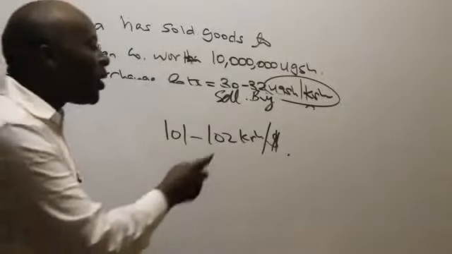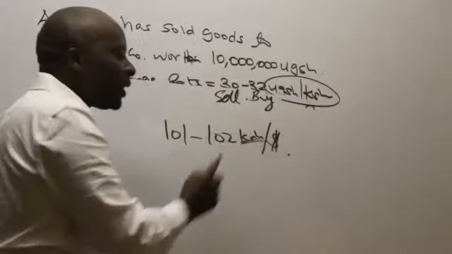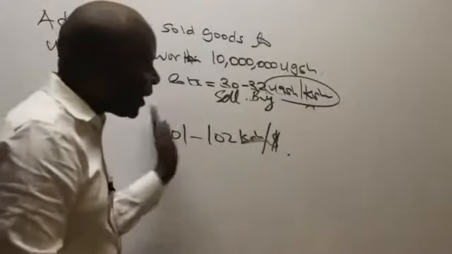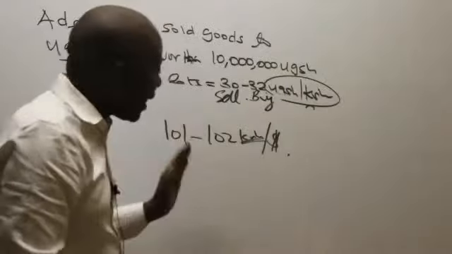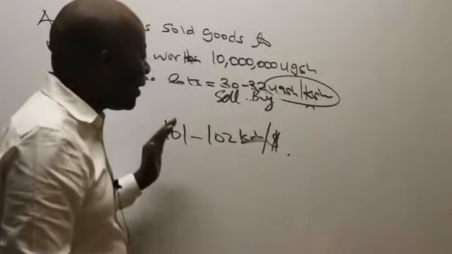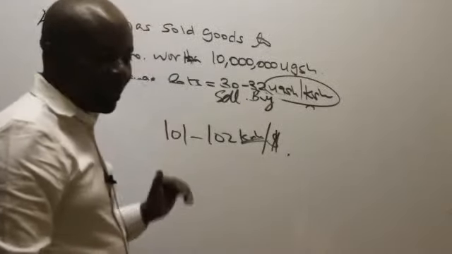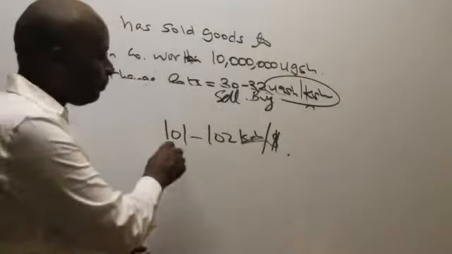Where is your local currency? Your local currency is the Kenya shilling. It is on the left-hand side. So if it is on the left-hand side, automatically this becomes what here? This becomes the buy. The left-hand side becomes the buy.